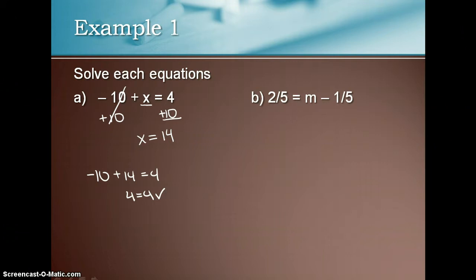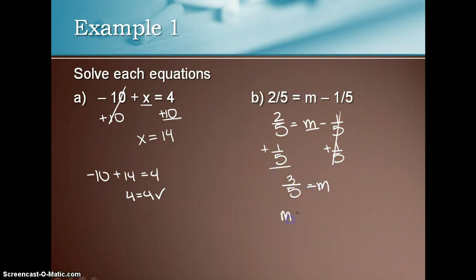So the second one is 2/5 = m - 1/5. Again, you treat it the exact same way as whole numbers. We're going to add 1/5 to both sides because we're trying to isolate the m, and that will give us 3/5 = m because the 1/5 cancel. Now you need to rewrite that. It should always be variable equals. So m = 3/5, and if we were to plug that in, it would give us 2/5.